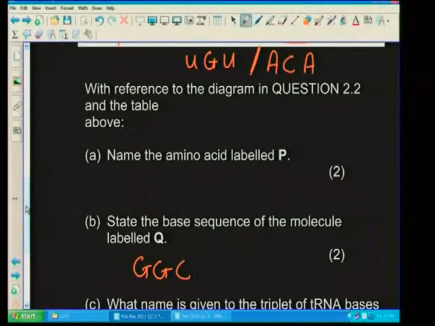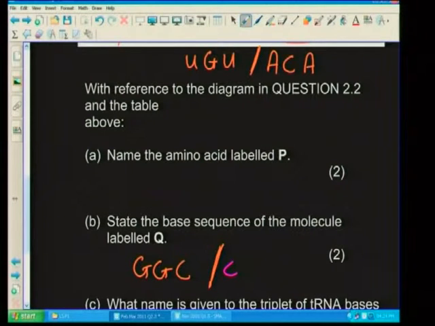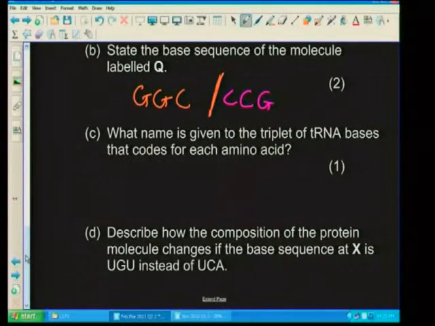State the base sequence of the molecule. So the base sequence going back to the DNA is going to be the opposite. And what is the opposite? Let's use another color here. It's going to be C, then C, then G. Perfect. You got it. Look at that. You've already got 4 marks here. So far you've got full marks for this question.